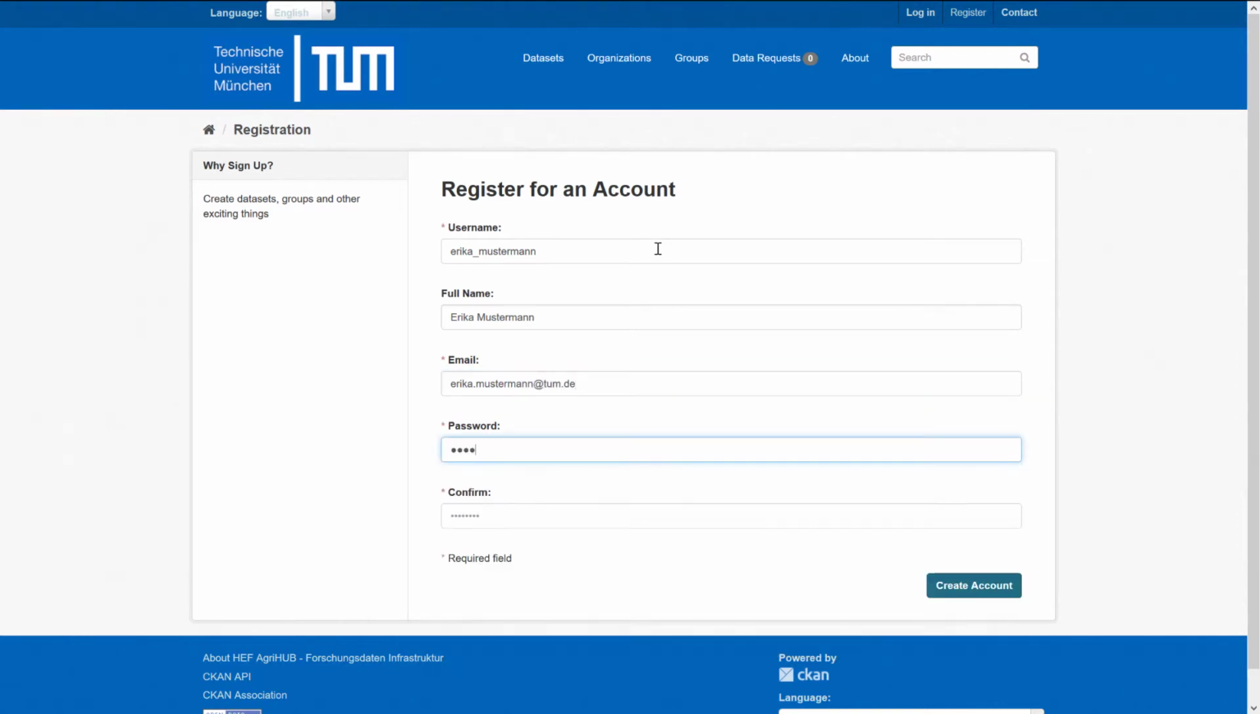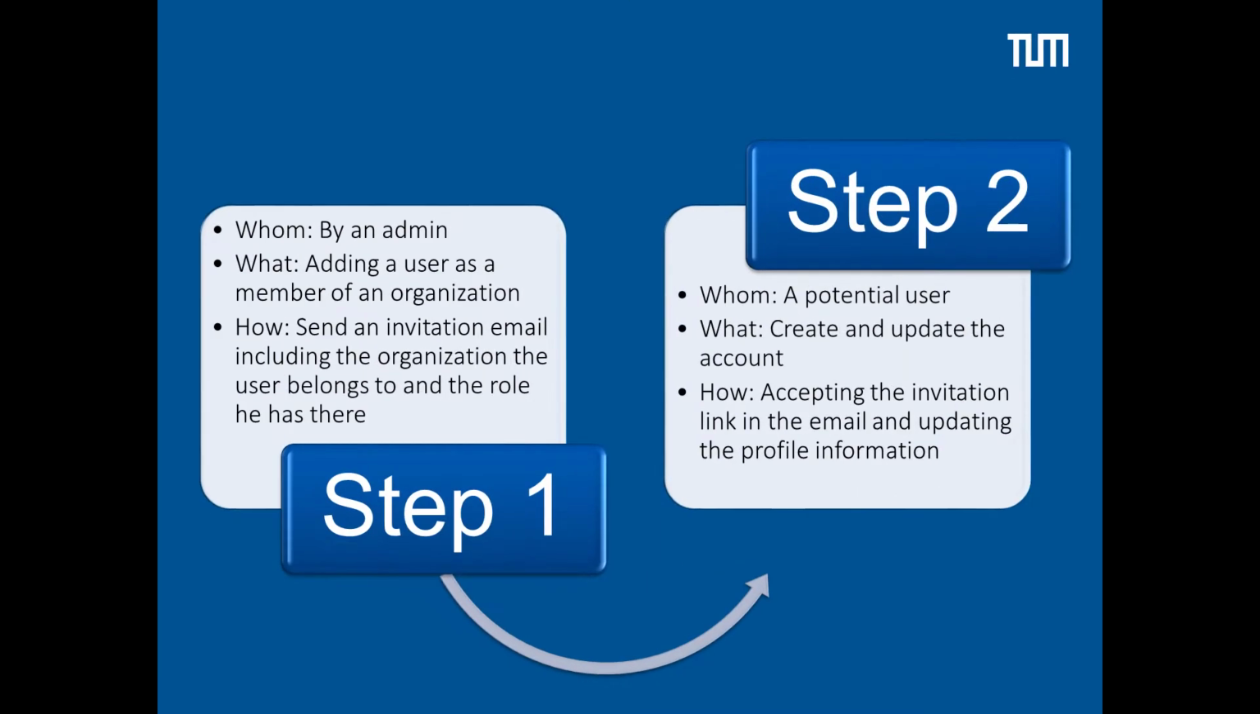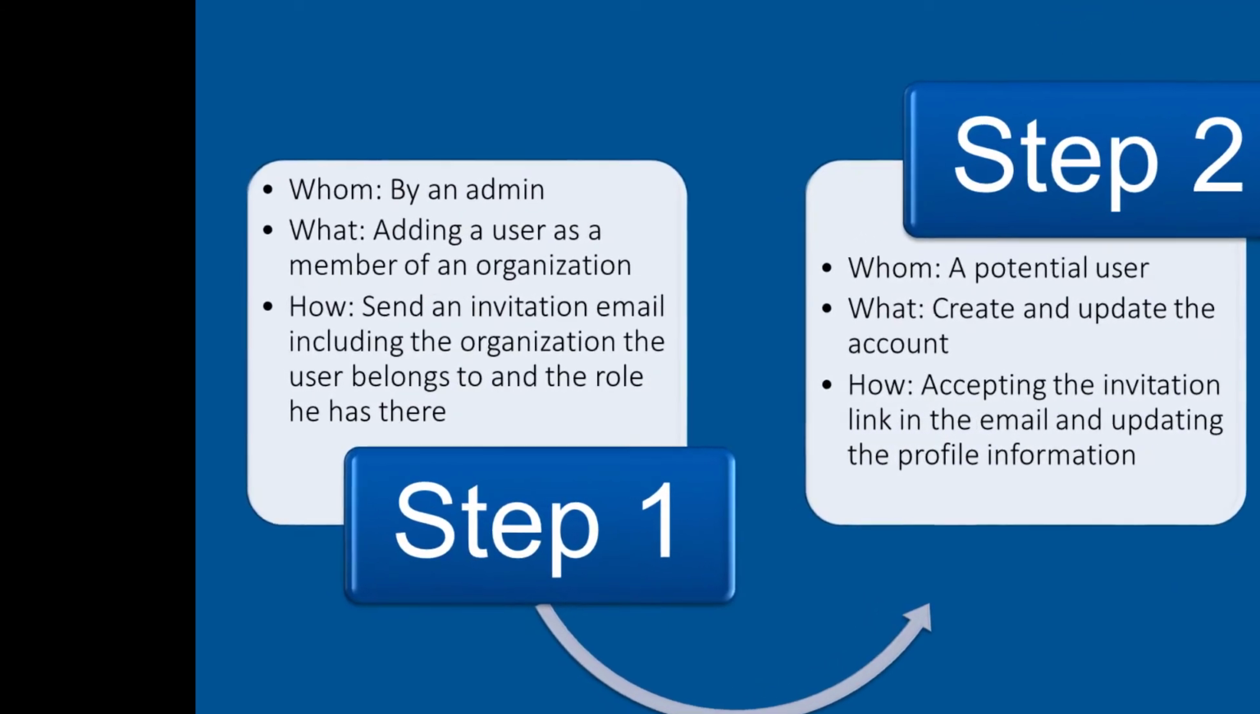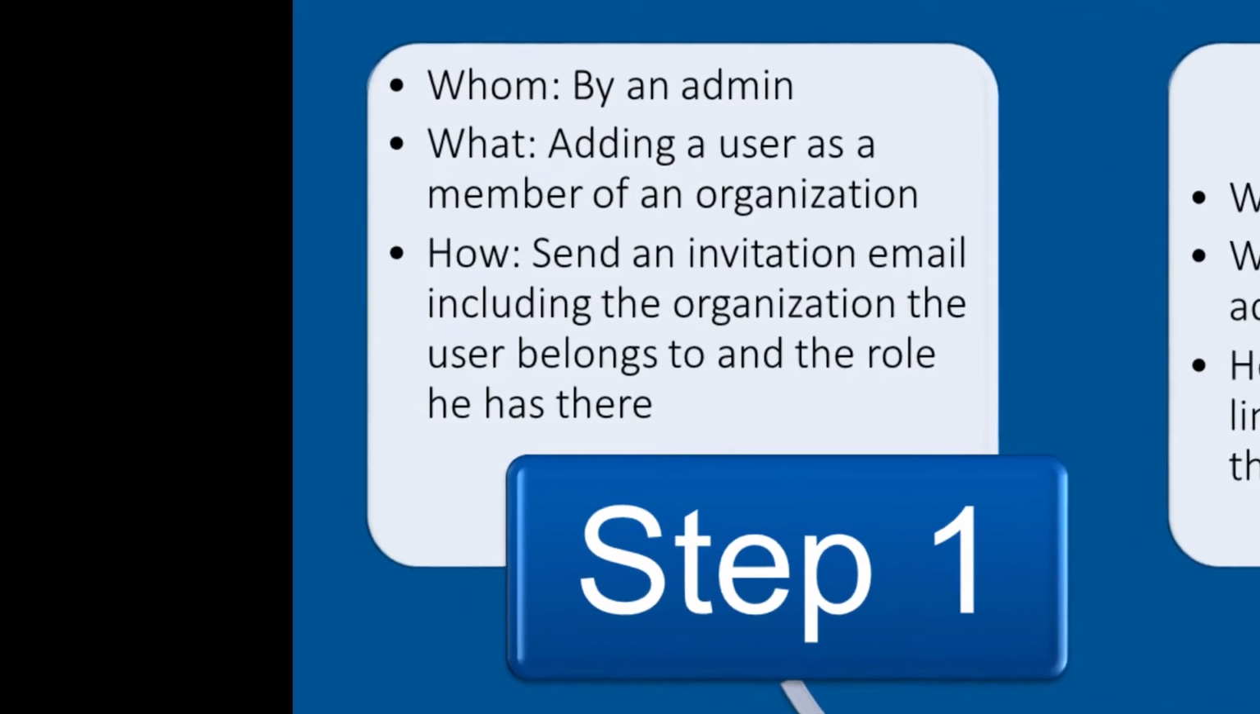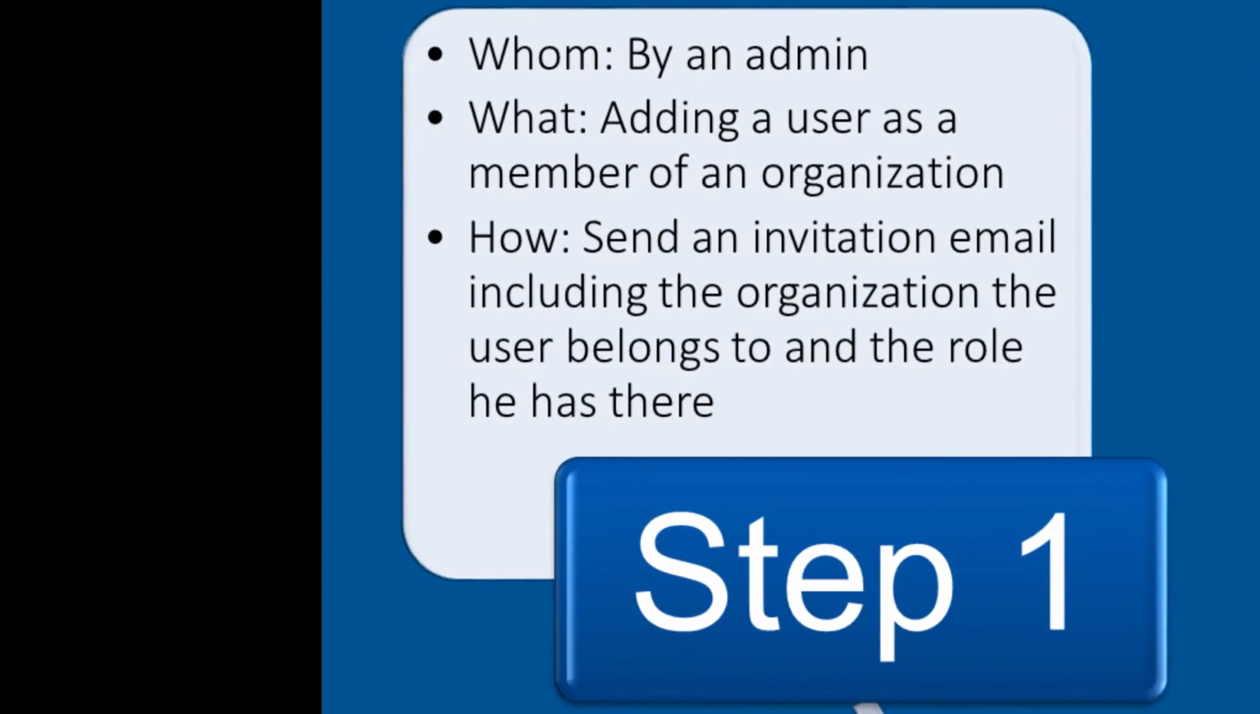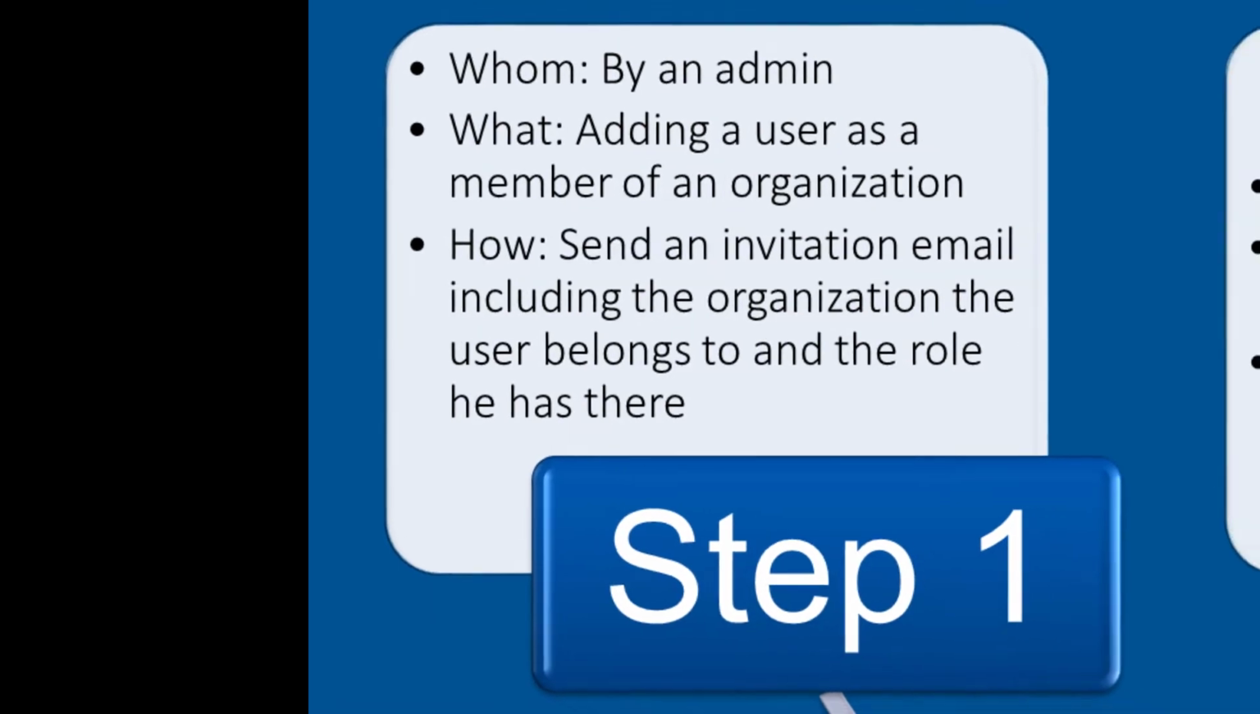The other option is to receive an invitation email directly from the HEF AgriHUB. In this video, we focus on the second option. The process is divided into two steps. The first step has to be done by either the system admin or your organization's admin. They will have to send you an email inviting you to activate your account. Each account will have a specific role.